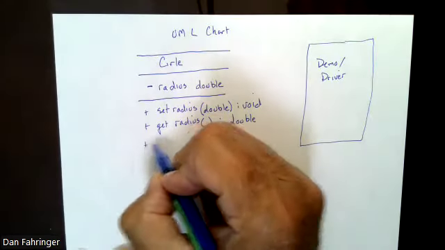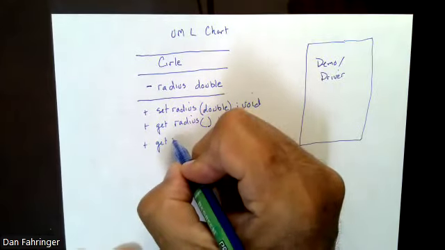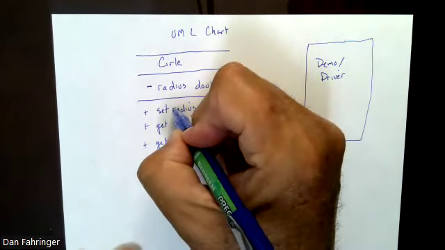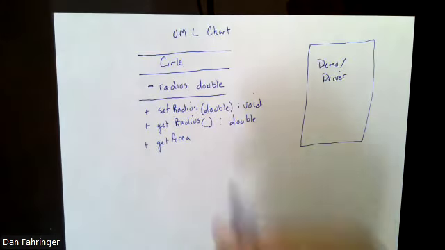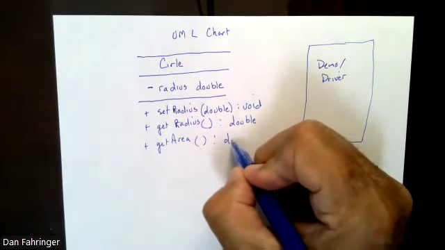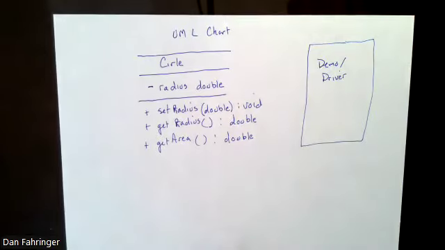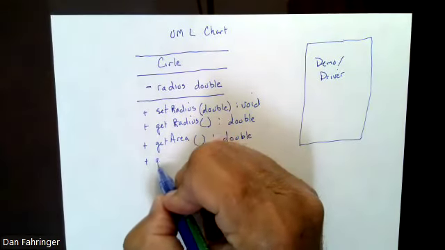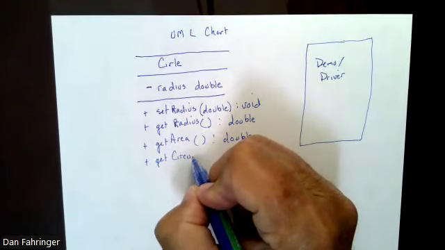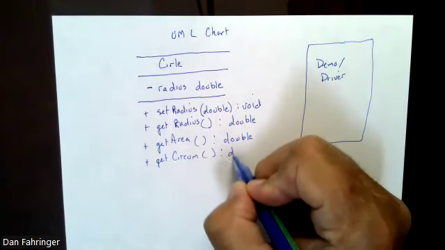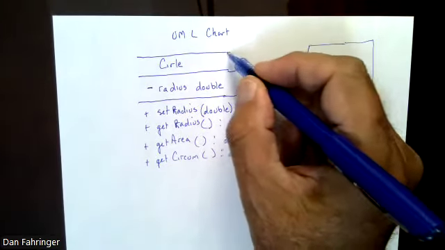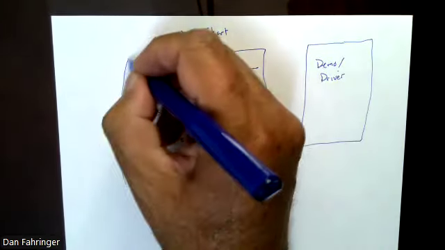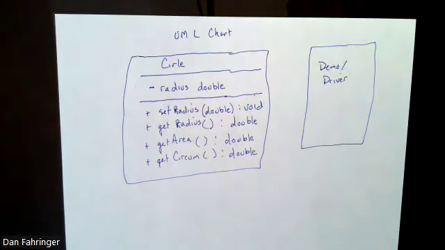So a void method and a value returning method. What other methods might we have? Get area. I probably should have camel cased these. Capital R, capital R. Get area. Yep, I'm not sending anything in, but I'm going to be returning a double. We could have one more. Get circum for the circumference. I'm not sending anything in, but I'm getting a double back. So now that I have this, I'm ready to make the class.